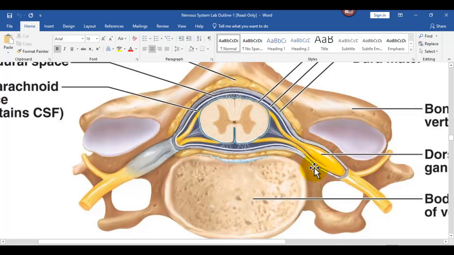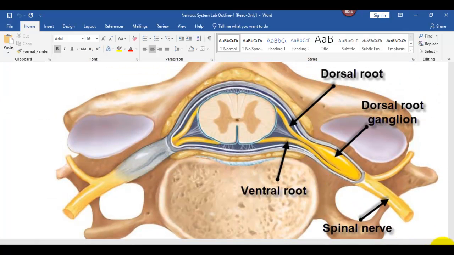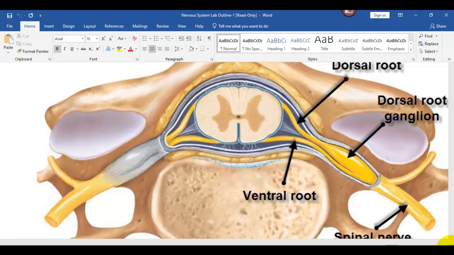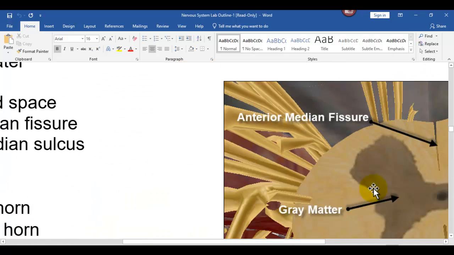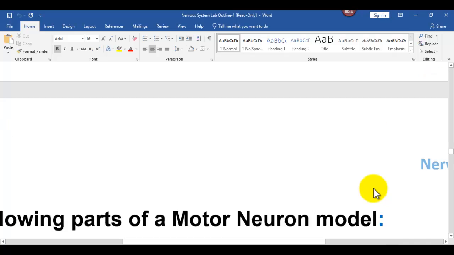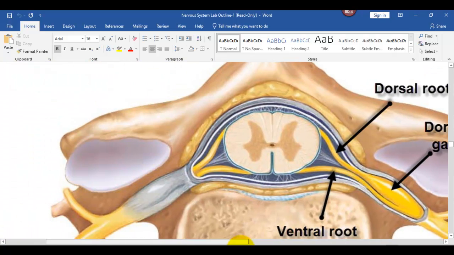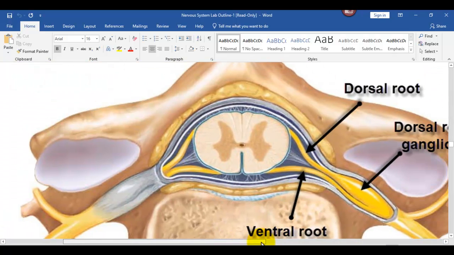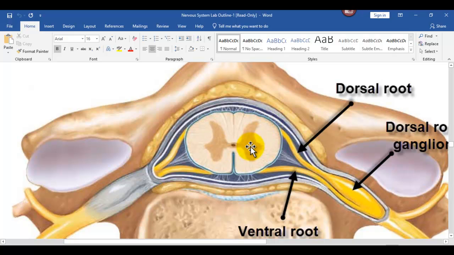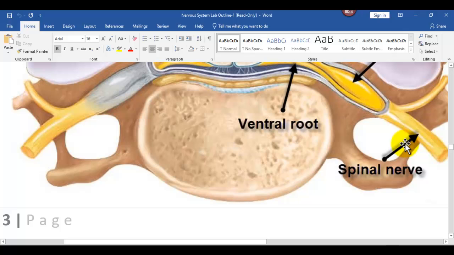Now, I'm going to go down to this diagram. I'm doing this because I can make these a lot larger. There we go, right there. So here's the spinal cord, gray matter, white matter, central canal, anterior median fissure, posterior median sulcus. This is the parts of a spinal nerve.